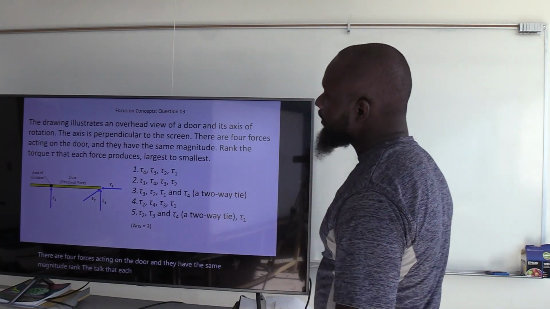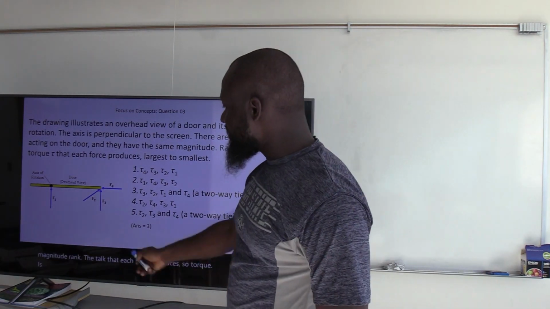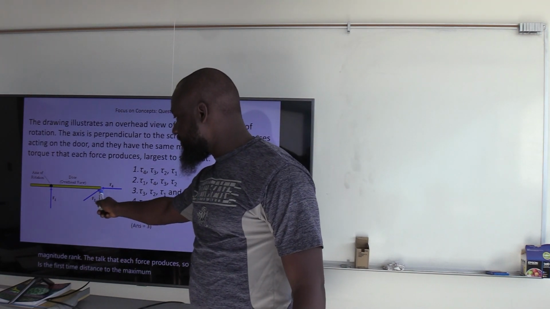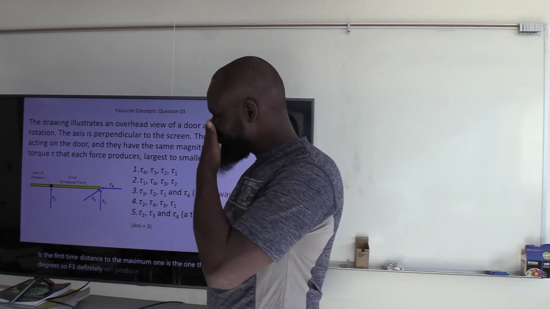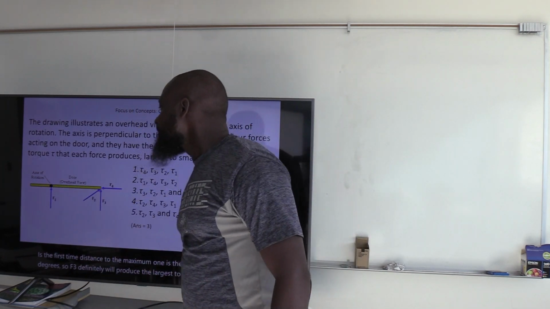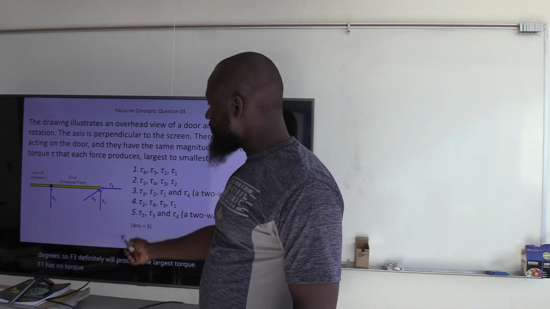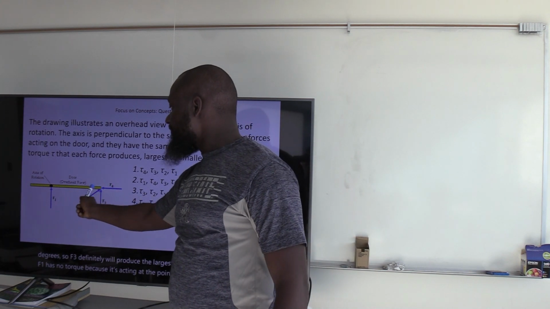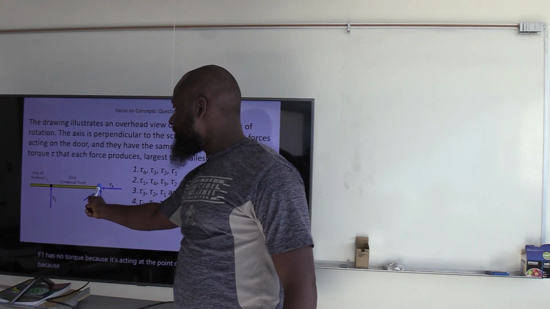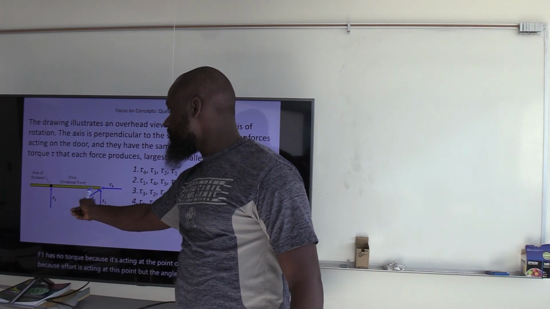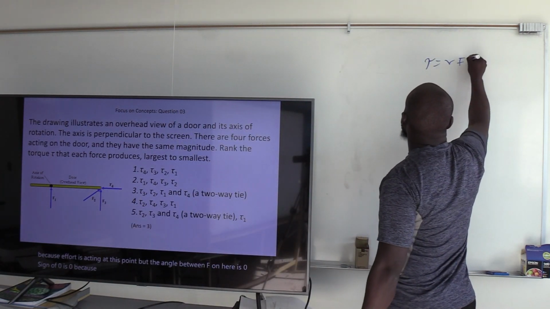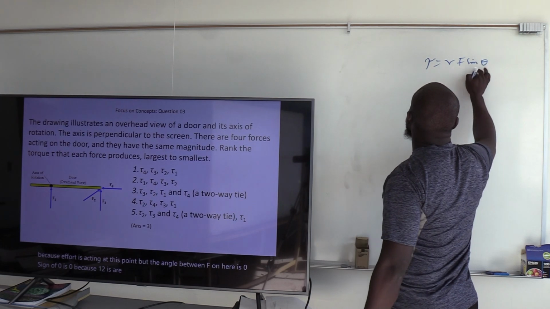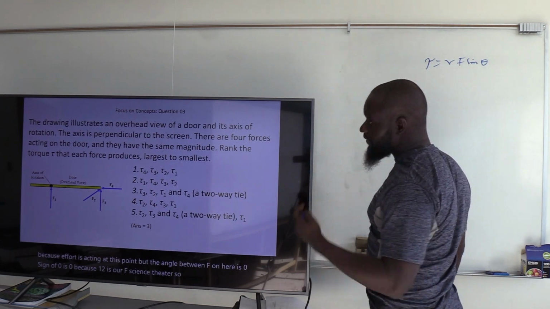So torque is the force times distance. So the maximum one is the one that has 90 degrees. So F3 definitely will produce the largest torque. F1 has no torque because it's acting at the point of action, the same as F4. F4 is acting at this point, but the angle between F4 and here is 0, sine of 0 is 0, because torque is r F sine theta. So if theta is 0, your torque is 0.